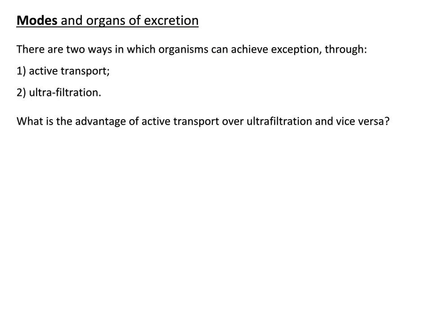Okay, there are 2 ways in which an organism can achieve excretion, and it should say excretion rather than exception, and these are through either active transport, so we have a waste metabolite and we actively pump it out, or through ultrafiltration, so we basically filter out the waste metabolite. Now, thinking about active transport versus ultrafiltration, I want you to think about what the advantages and disadvantages of each might be before you move on to the next slide.